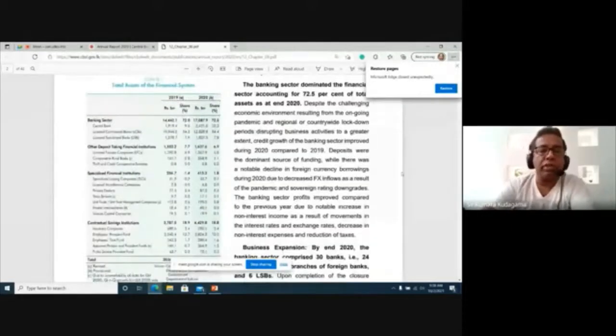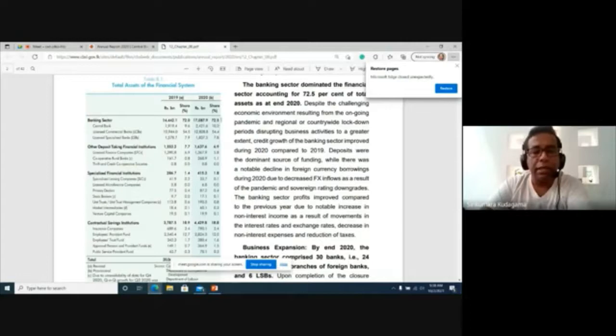You see this table here? This is the composition of the financial system as at the end of last year. You see the 2019 figures compared to 2020 figures. In the entirety of the financial sector assets, the banking sector was responsible for something like 72.5%. 72% of the assets of the financial system were with the banking sector. Out of that, 10% was with the central bank. Licensed commercial banks, all the banks collectively, had 54%, and licensed specialized banks were having 7% of the financial system.